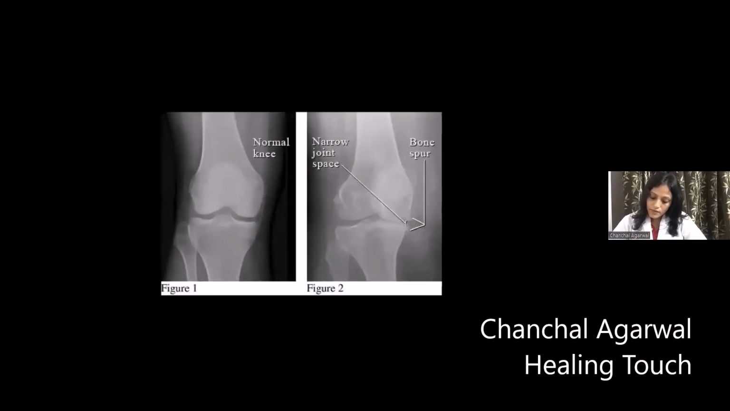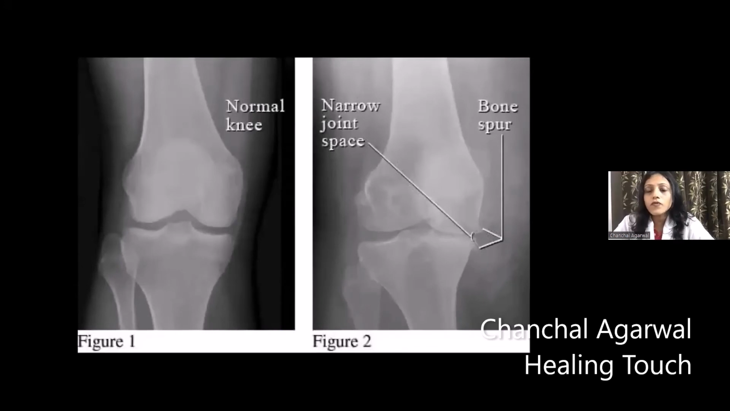Okay. Second thing is X-ray. The X-ray report will also show osteoarthritic changes, especially in the joint. Let me show you one picture. So this is an X-ray report of a person who is suffering from osteoarthritis. It's an X-ray report of the knee. So you can see the normal space between the two bones, and also the surface is smooth.